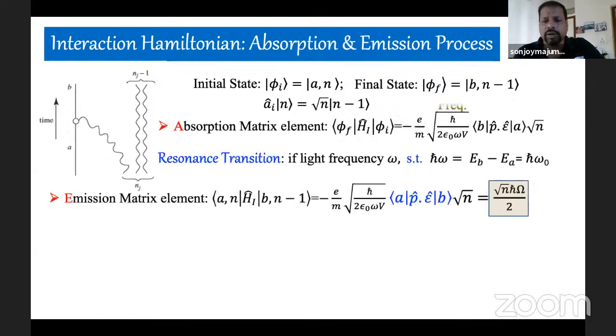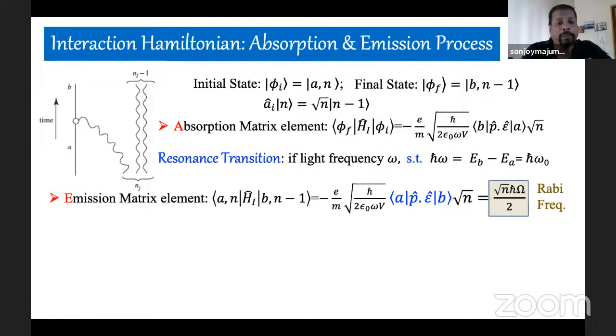So this is your Rabi frequency. As you see, we have written the transition matrix from Bn-1 to An, and that is the matrix element of the interaction Hamiltonian. Interaction means, if you consider the figure here, you have an atom with two states A and B, and it is going from B to A. That means the atom in the excited state emits one photon and goes back to the A state, the lower energy state.